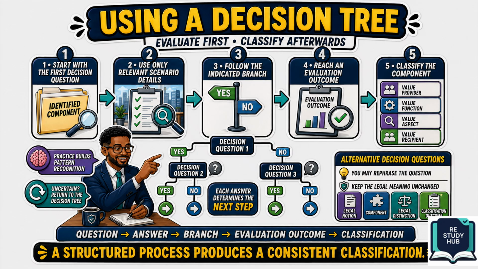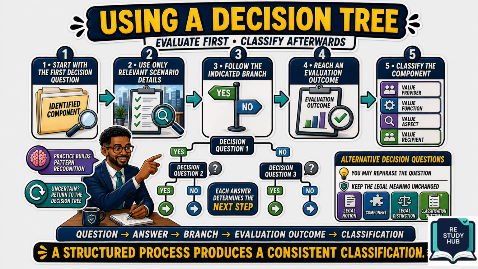Many evaluation outcomes and classifications will then just become intuitive. However, intuition should not replace the decision tree when you are uncertain. If you are unsure about the correct evaluation or classification, return to the first relevant decision question and work through the branches again. The decision tree gives you a reliable way to test your reasoning and reach a consistent classification.